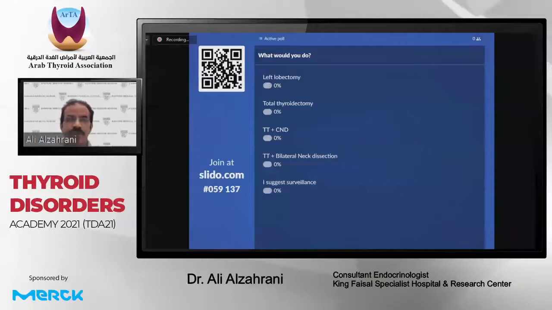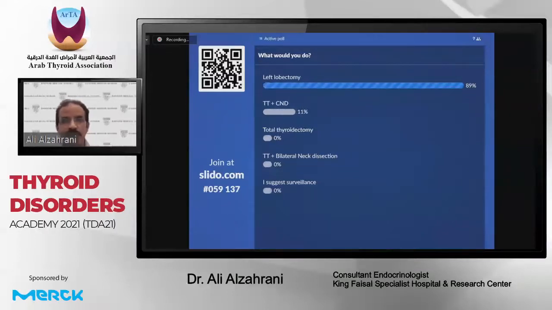So choose whatever you think is appropriate for this young woman with a 1.9 centimeter solitary left thyroid nodule: left lobectomy, total thyroidectomy, total thyroidectomy and central neck dissection, or total thyroidectomy and lateral neck dissection. So far, nobody suggested surveillance and nobody suggested bilateral neck dissection. 6% now, okay. Great. I'm happy with the participation.